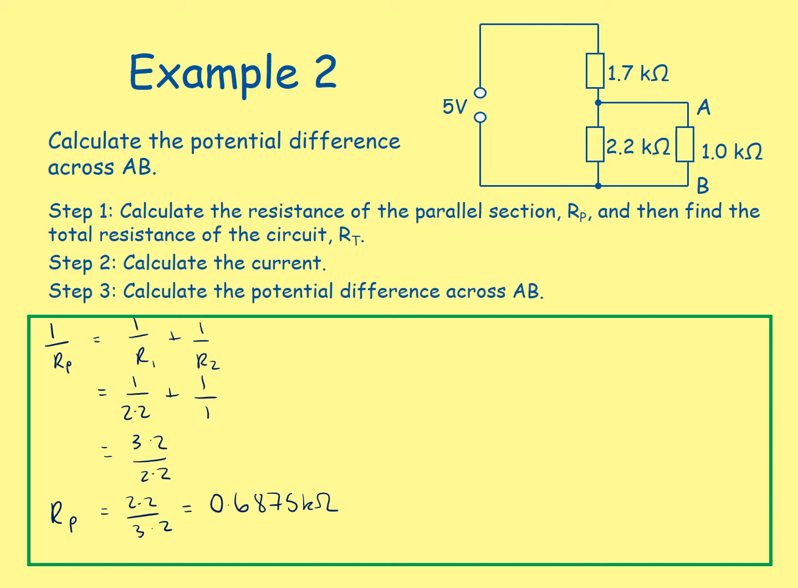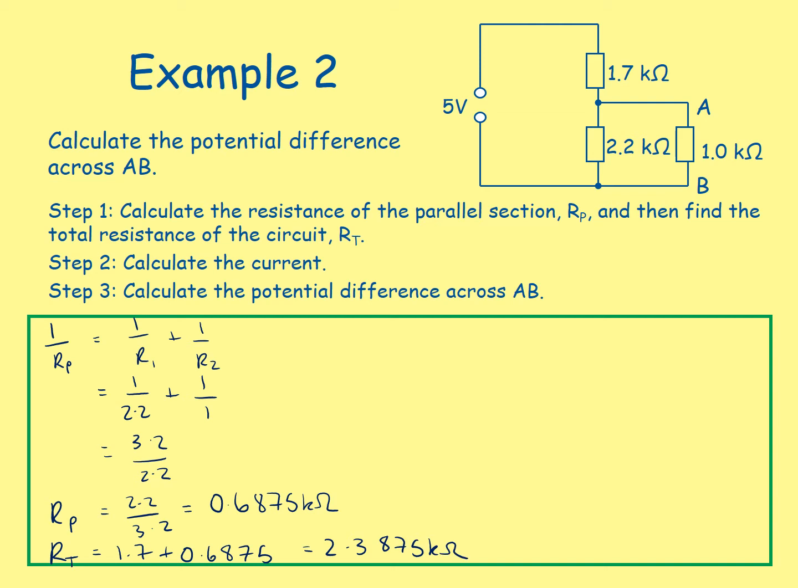So we want to calculate the total resistance of the circuit now. So our total resistance is equal to that 1.7 kilo ohms plus our resistance in parallel that we just calculated. And that is 2.3875 kilo ohms. Step 2, calculate the current.